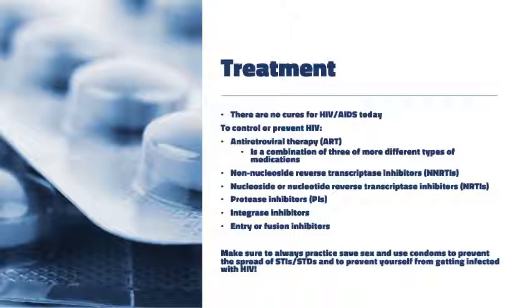A few other ways to prevent HIV include male circumcision, antiretrovirals, which prevent mother-to-child transmission, and you can make sure to always practice safe sex and use condoms to prevent spread of STIs and STDs, and to prevent yourself from getting infected with HIV.